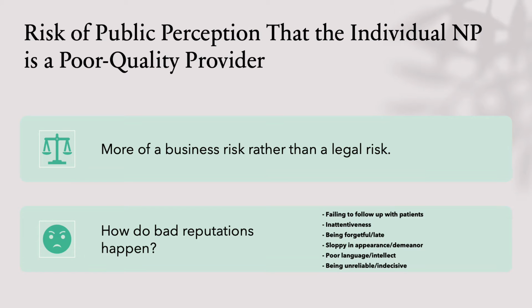So for risk of public perception that the individual NP is a poor quality provider, this is definitely more of a business risk rather than a legal risk. The view of the public does not indicate any type of legality. However, it can drive your business down. So it's important to try to keep up a good reputation when running any type of business or taking care of patients. Some common things that cause bad reputations can include failing to follow up with patients, being inattentive, being forgetful or late, being sloppy in appearance and demeanor, having poor language or intellect, and being unreliable or indecisive.